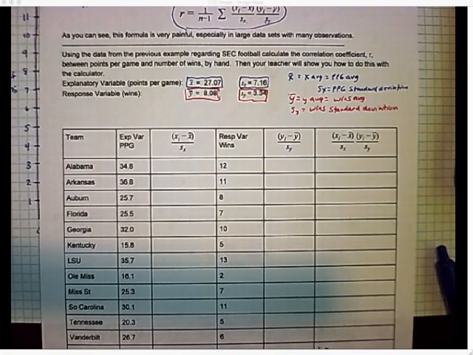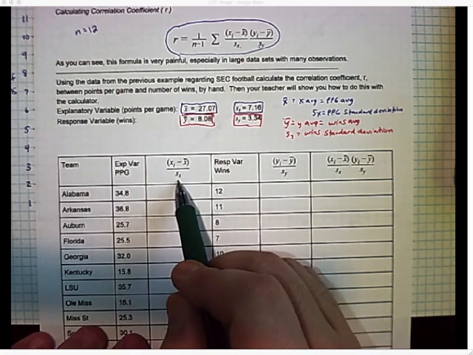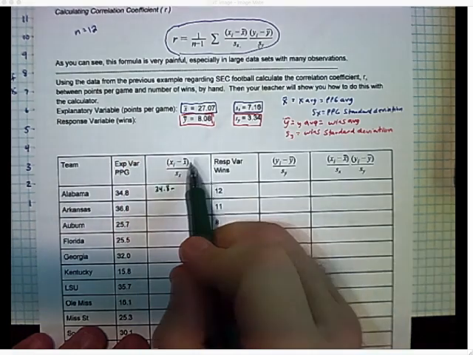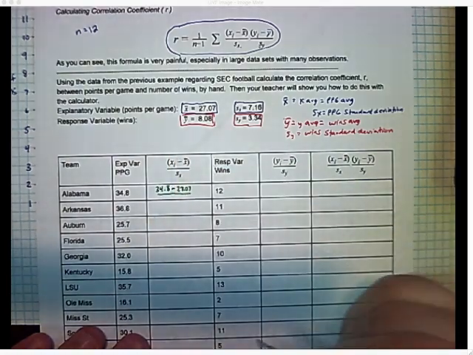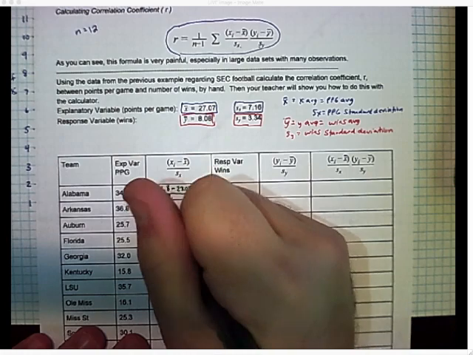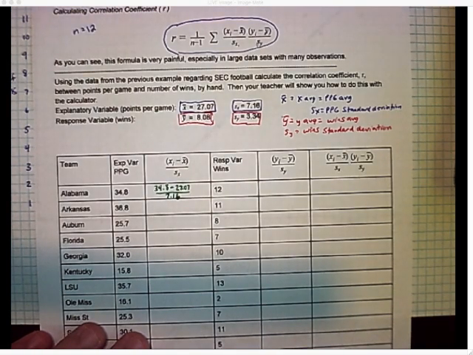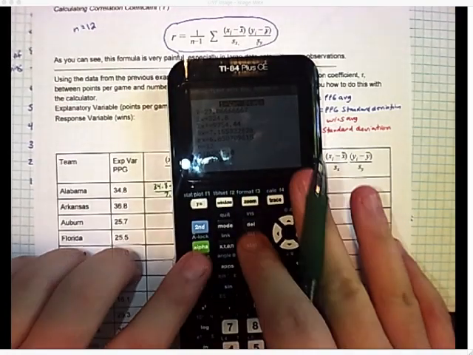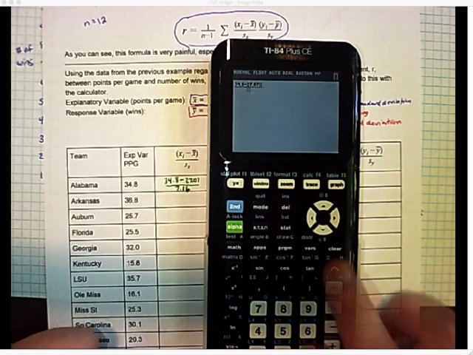We're only going to do it by hand once because it's very, very painful. Okay, so let's take the first data point, Alabama. All right. How do you calculate this part of the formula? Xi minus x bar over s of x. Well, Alabama had 34.8 points per game. So we're going to do 34.8 minus, what's the average points per game? It's 27.07, over the standard deviation, which is 7.16. So 34.8 minus 27.07 over 7.16. And these will be the same in each one of these. All right. So let's go ahead and do that. So set up a fraction on your calculator. We're going to do 34.8 minus 27.07 all divided by 7.16.